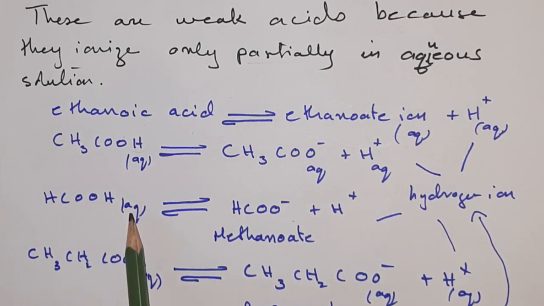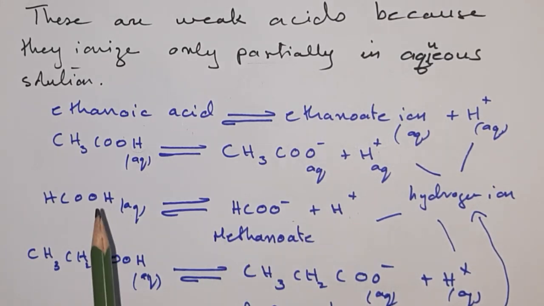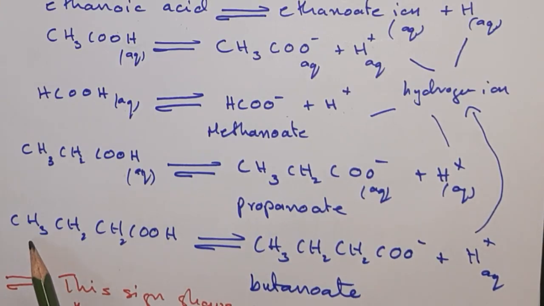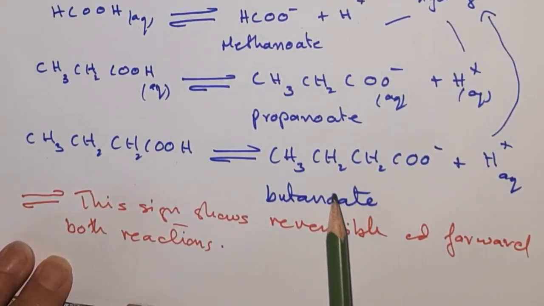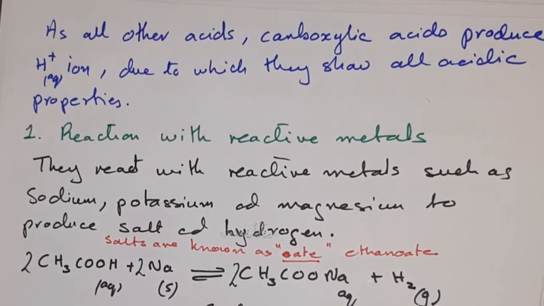This is methanoic acid, methanoate ion and H positive. This H is being changed as H positive. You must be sure that when we are writing the acids, there are many hydrogens. So the hydrogen which is going to ionize as H positive is always the H of the OH group. Propanoic acid, so this is propanoate, H positive. This is butanoic acid, and this is butanoate and H positive aqueous. Now I have written again over here, this is the sign which shows reversible and forward reactions both.